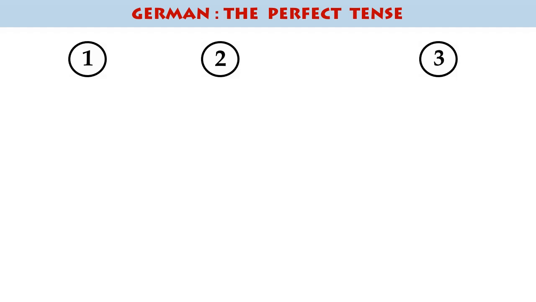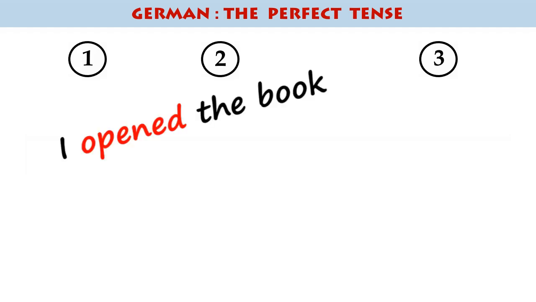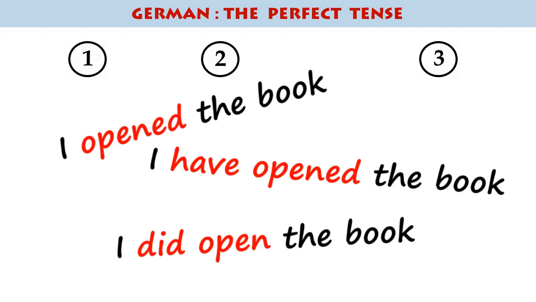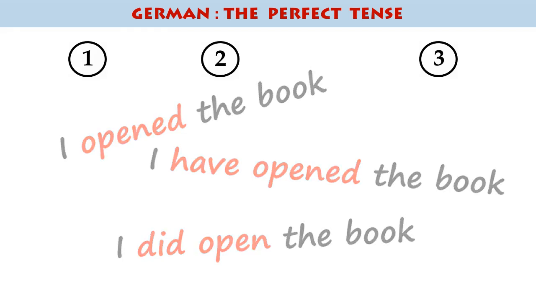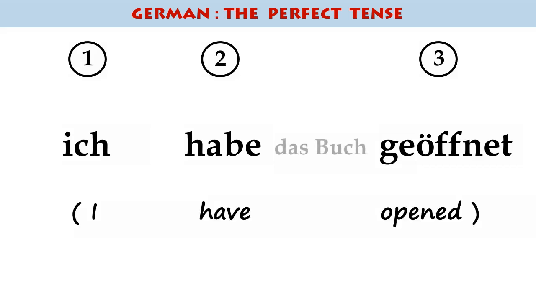The problem for English speakers often with this is that the English that we use to describe the perfect tense is often in different forms in our own language. So, for example, we say, I opened the book, or I have opened the book, and we even say, I did open the book for emphatic reasons. In German, all of these are just ich habe das Buch, or whatever it is, the door, or my mind, geöffnet. 1, 2, 3. German's really consistent with this. So, what are these three parts? Let's have a look at them now.